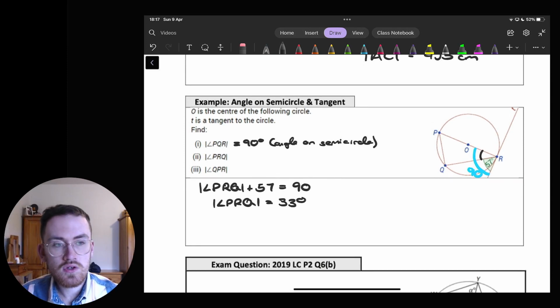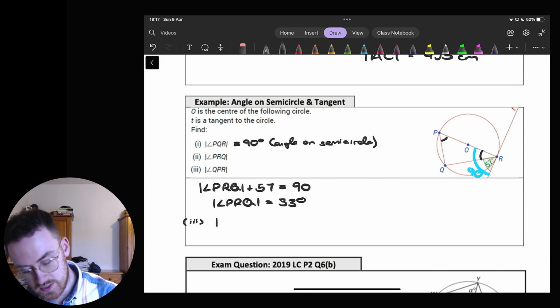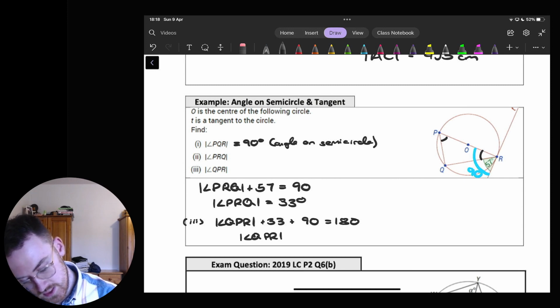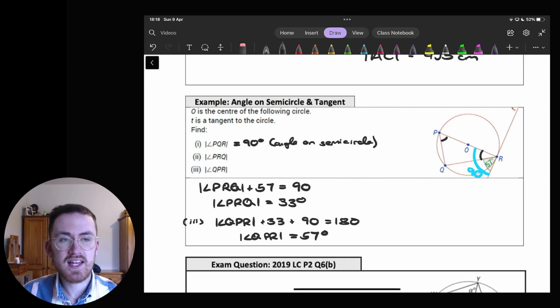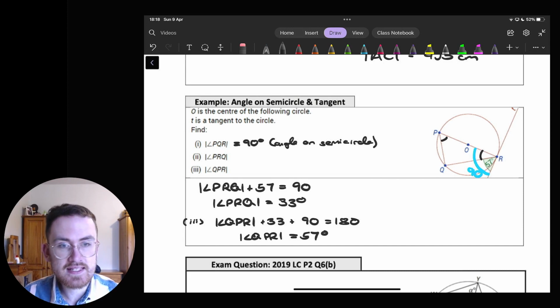Lastly, then we want to find QPR, which is this one here, and we can simply do that QPR plus my 33 plus the 90 should be 180, which means that QPR is equal to 57 degrees. Okay, and the only other way we could come up with that one is kind of similar to our exterior angle as we had before. But working it out that way, adding up the angles that we have in the triangle, as we've always done, and then taking that away from your 180 to get the last angle there.